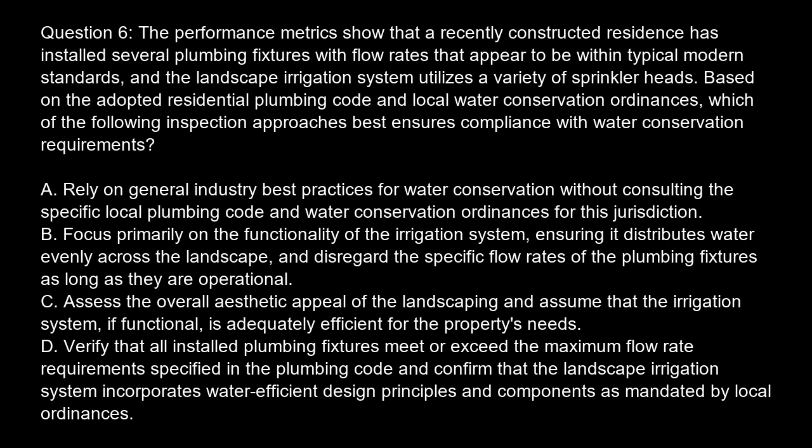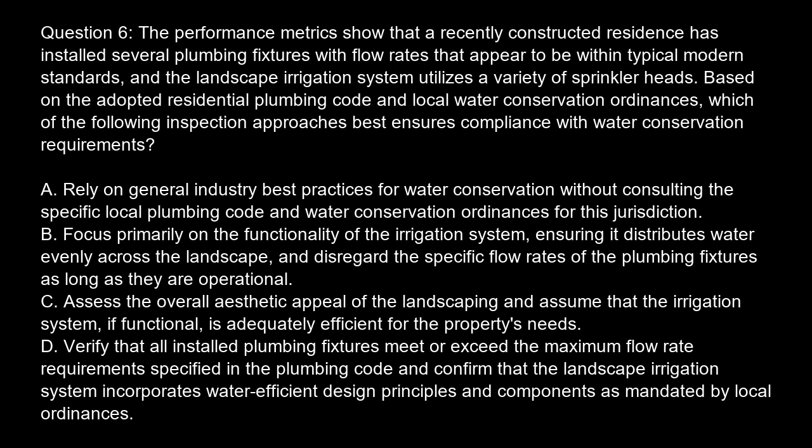Option A. Rely on general industry best practices for water conservation without consulting the specific local plumbing code and water conservation ordinances for this jurisdiction. Option B. Focus primarily on the functionality of the irrigation system, ensuring it distributes water evenly across the landscape, and disregard the specific flow rates of the plumbing fixtures as long as they are operational.